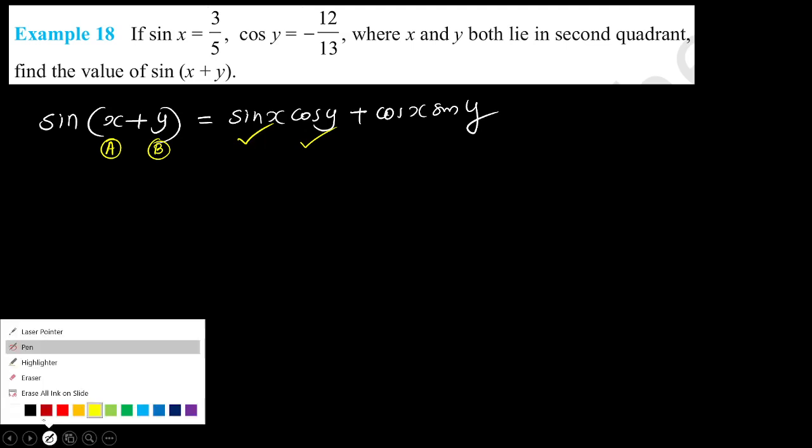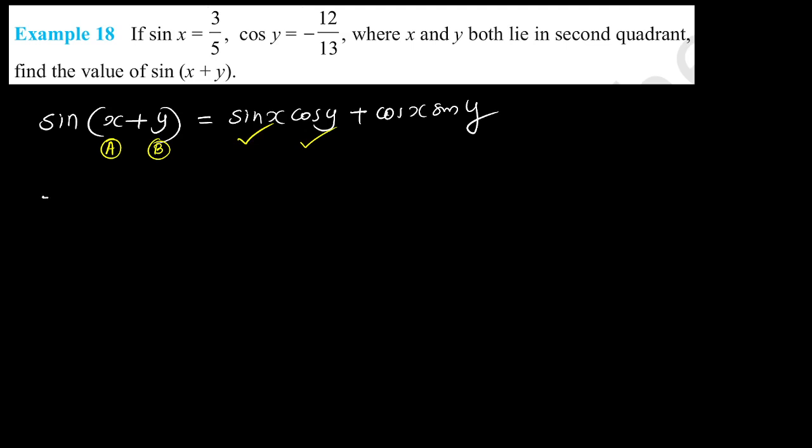So sin x is available. One minute, let me write here. Sin x is 3 by 5. Cos y is minus 12 by 13. But the next term is not given. Cos x is not given.